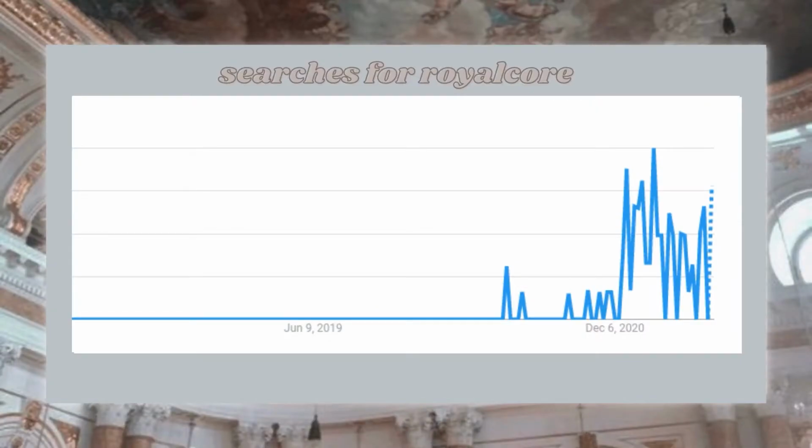When we look at this graph from Google Trends, we can see that searches for the Royalcore aesthetic really started to increase around November and December of 2020, so more towards the end of the year. This is likely due to people being sick and tired of 2020 and not looking forward to being trapped inside, unable to go out during the winter, and an increase in more escapist fantasies.